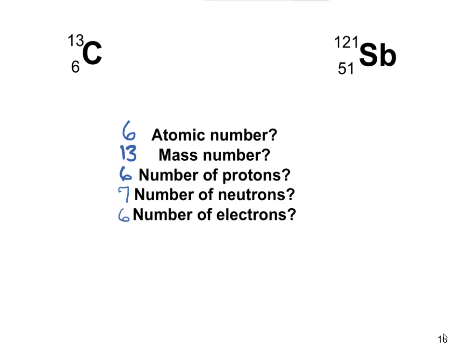Now, if we go over and look at Sb here, the atomic number is going to be 51. The mass number is going to be 121. The number of protons is the same as the atomic number, which is 51. The number of electrons has to be equal to the number of protons because, again, this is neutral. Then the number of neutrons we calculate by taking the mass number and subtracting the number of protons. So in this case, 121 minus 51 gives us 70. That's how you would do these types of problems.